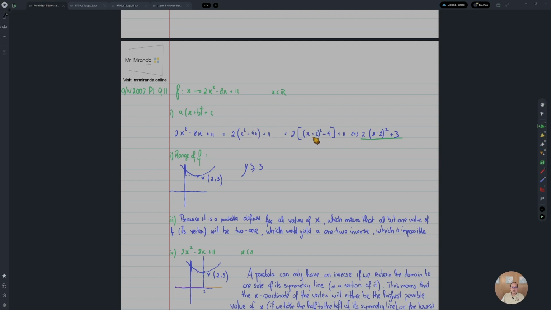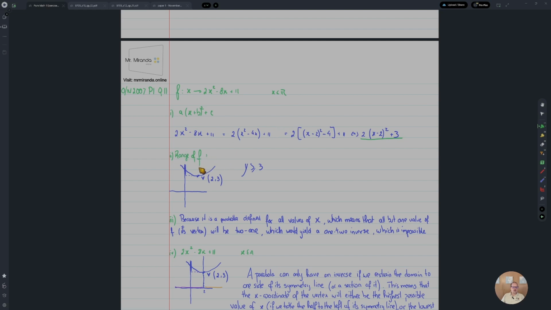So I'll have x and then half of that, which is minus 2, close brackets, square, do minus 2 squared, that's 4, so remove it, minus 4, close brackets, and I just add that 11 over there. Now I expand these brackets, so this is going to be 2, open brackets, x minus 2, close brackets, square, minus 8 plus 11, which is plus 3. Okay, so I found the values of a, b, and c as being 2, minus 2, 3.